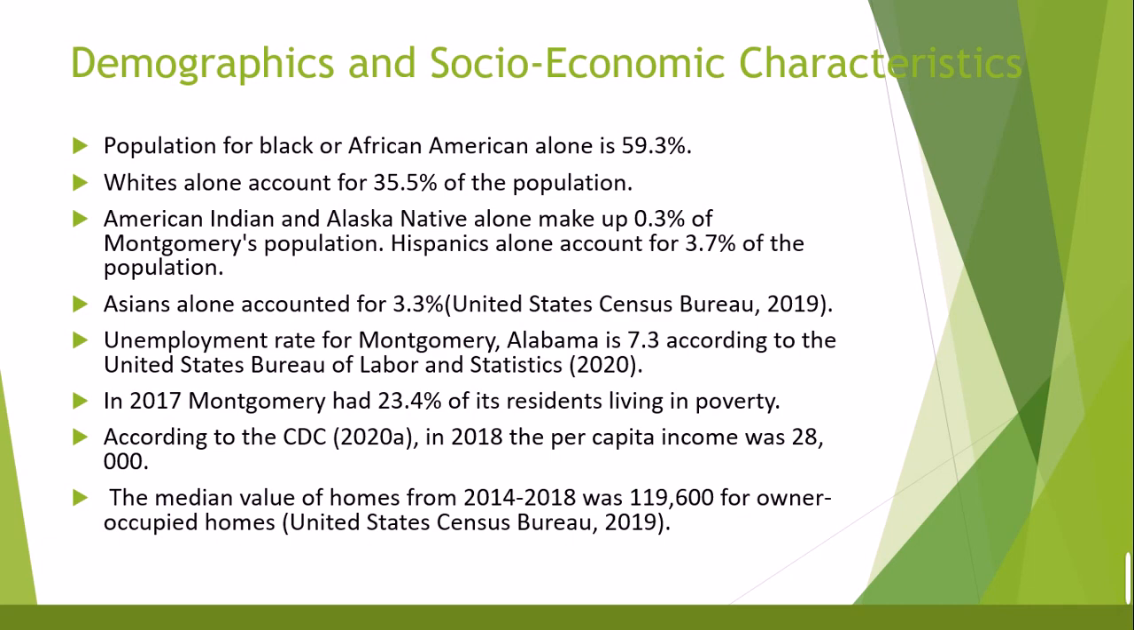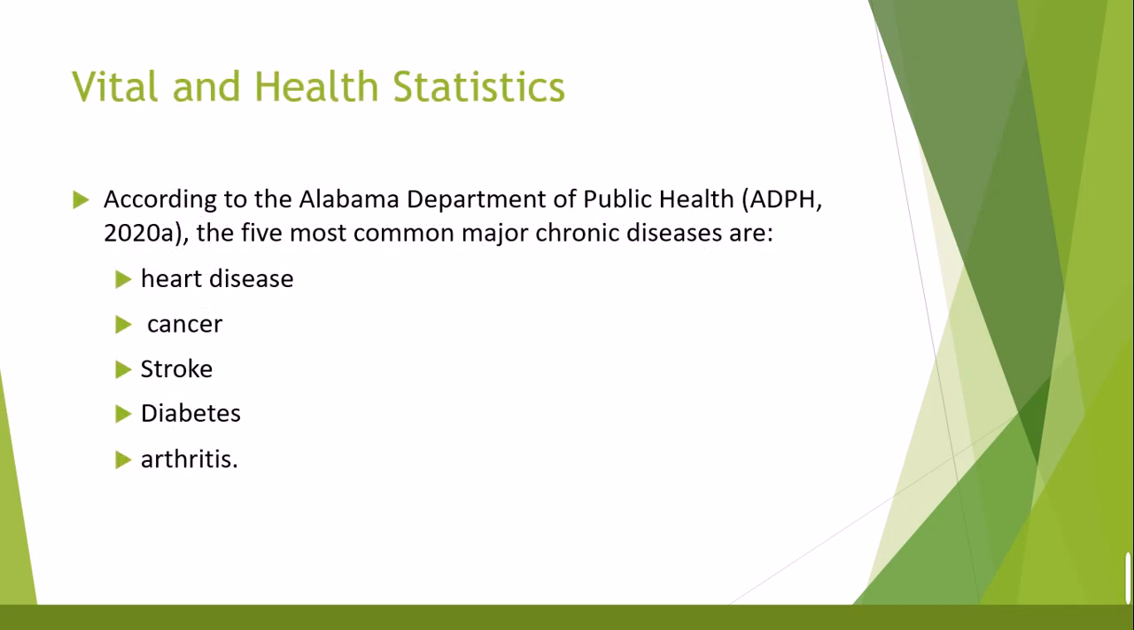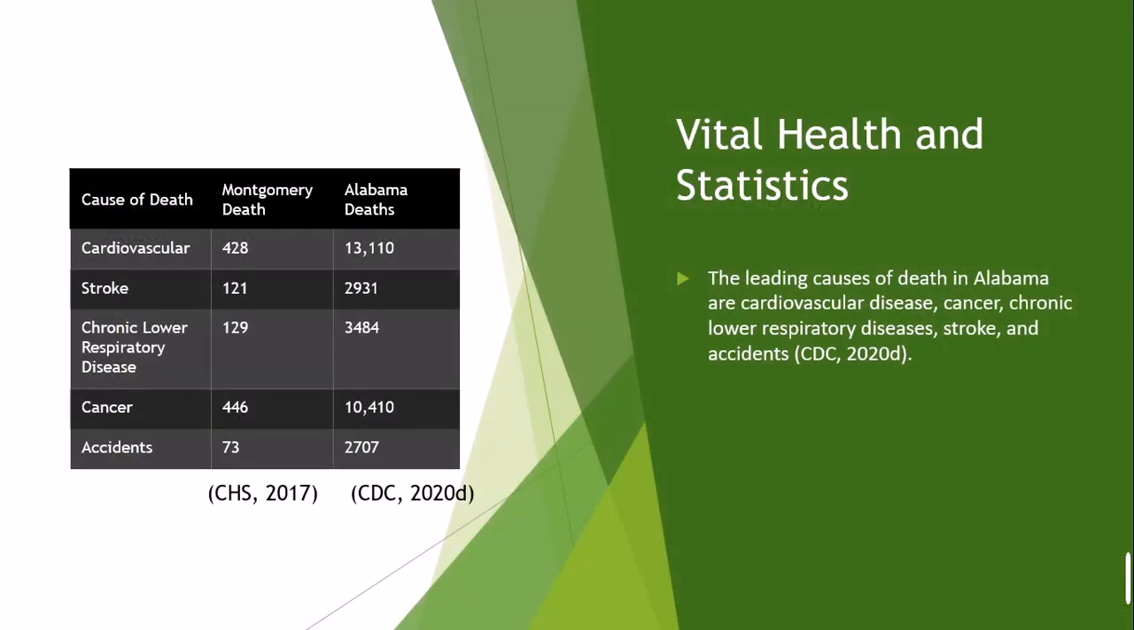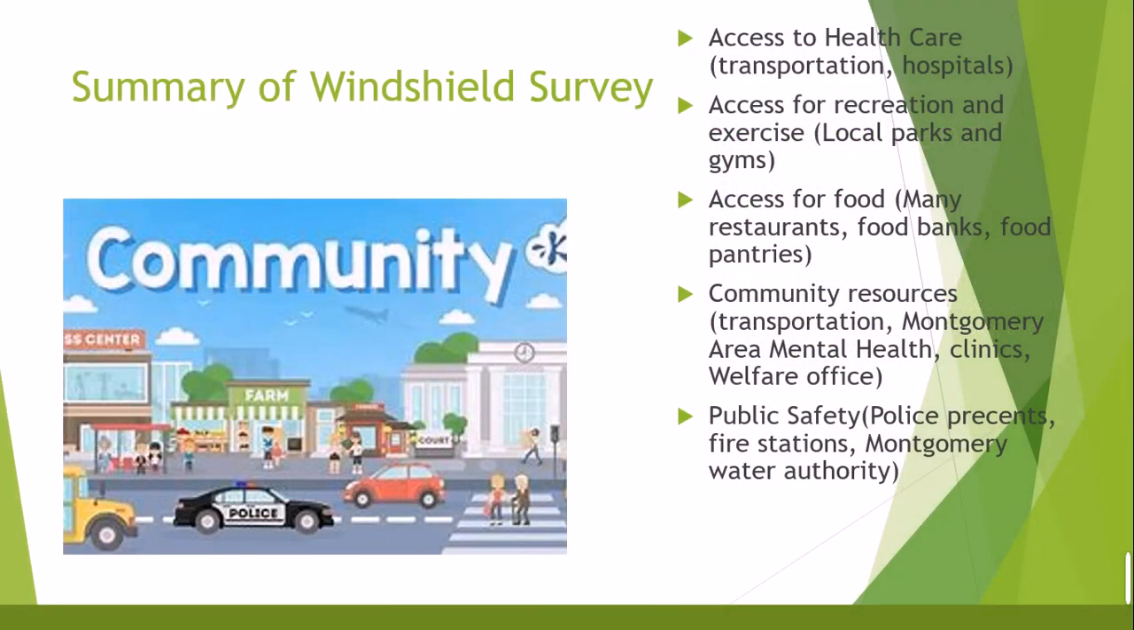According to the Alabama Department of Public Health, the 5 most common major chronic diseases are heart disease, cancer, stroke, diabetes, and arthritis. The leading causes of death in Alabama are cardiovascular disease, cancer, chronic lower respiratory disease, stroke, and accidents. While doing a summary of the windshield survey, it was found that access to health care, recreation, exercise, food, community resources, and public safety were all available in Montgomery.